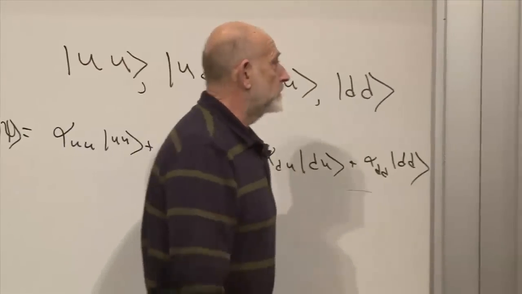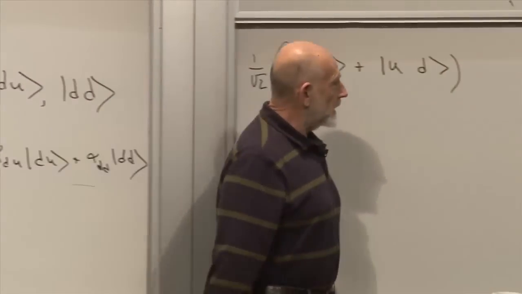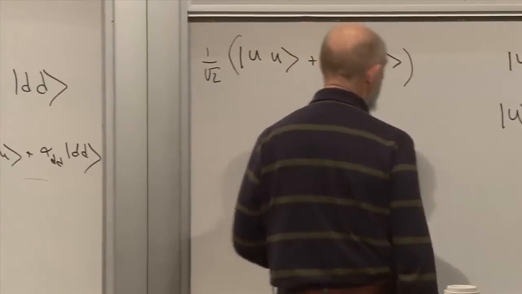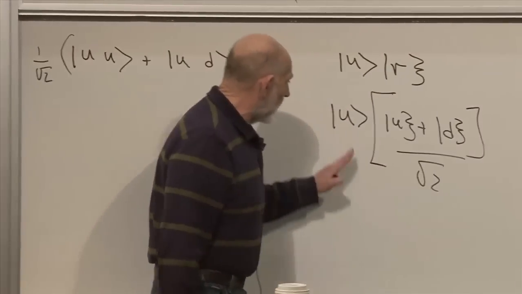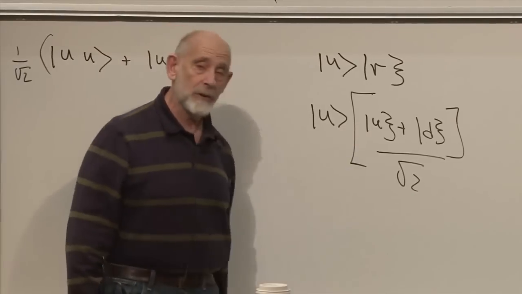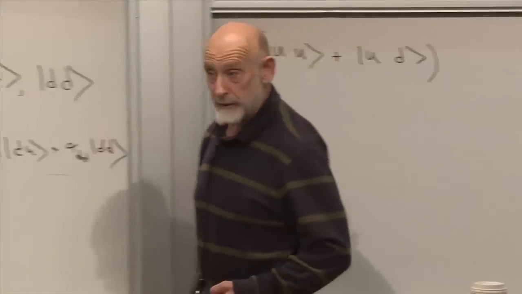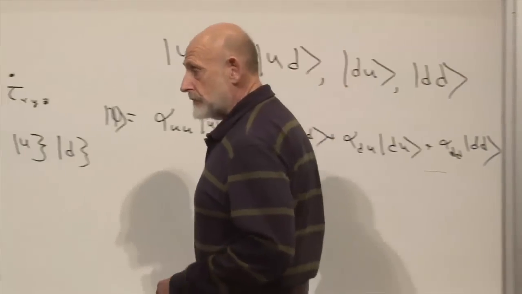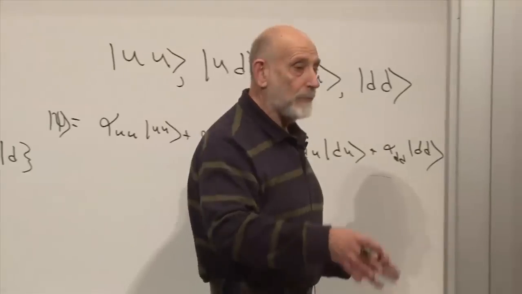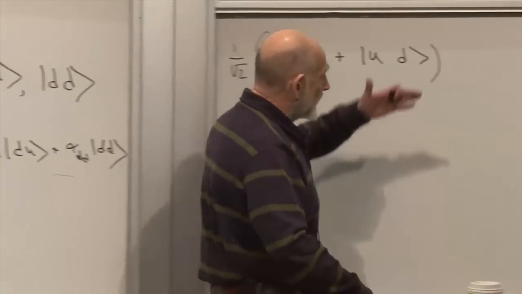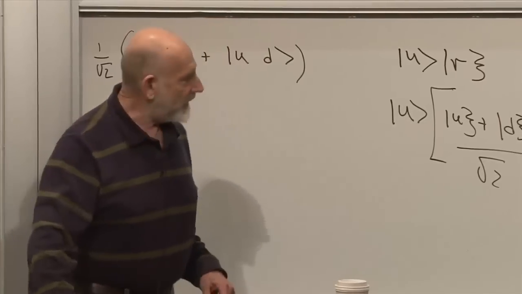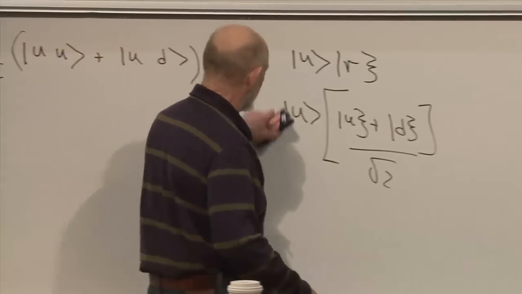This kind of state is called a product state. It's a product state in which you know exactly what's going on with sigma, namely it's in the up direction, and you know exactly what's going on with tau, it's in the right direction. It's simply two separate things which were prepared independently, and here it is. A product state is by definition a product.